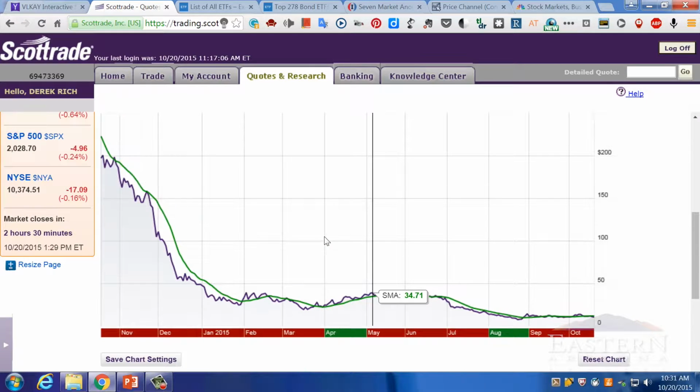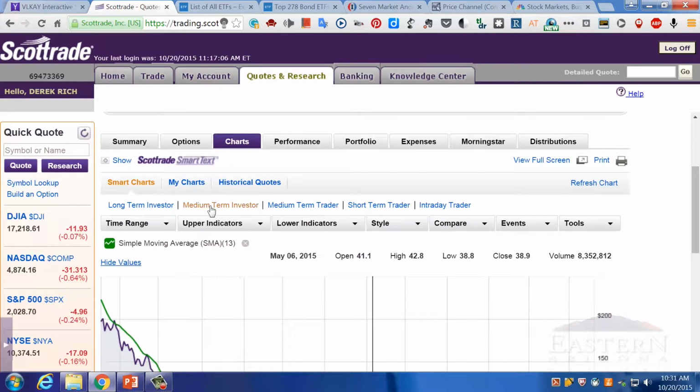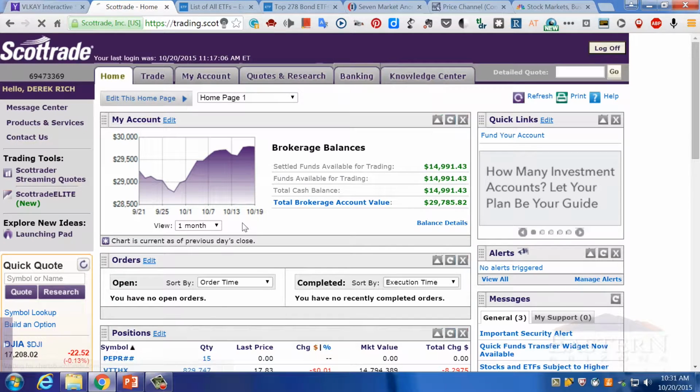Anyway, there are all sorts of little things that you can do with this. You just have to experiment. You can't really screw anything up unless you actually hit buy. And there are a couple of things that you have to go through to hit buy.